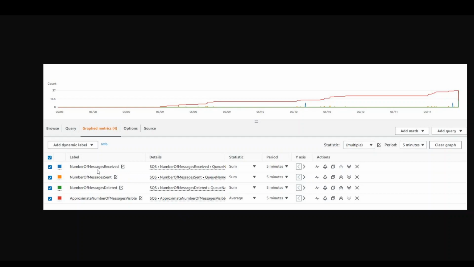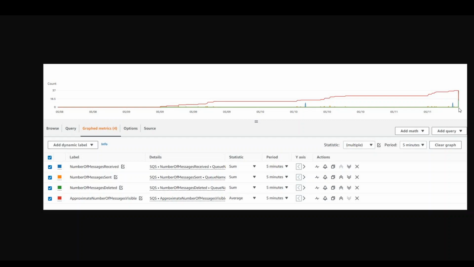Number of messages received, the blue line. You can see that there are only two blue lines and nothing else. This is when I tried to do the manual polling of the queue, which I was just doing to check if the queue was working fine. So it was receiving, but nothing was consuming it, which means nothing was being deleted, as shown by the green line.